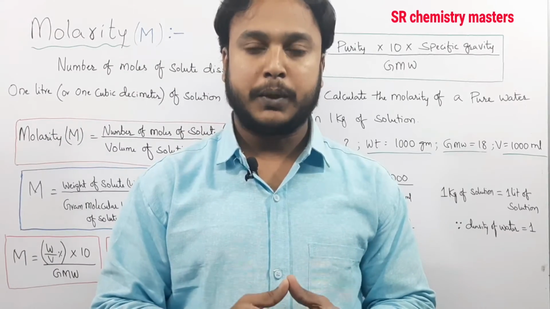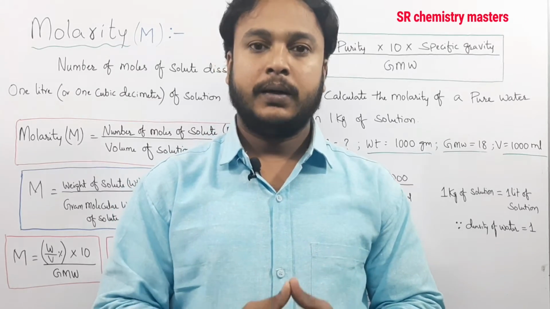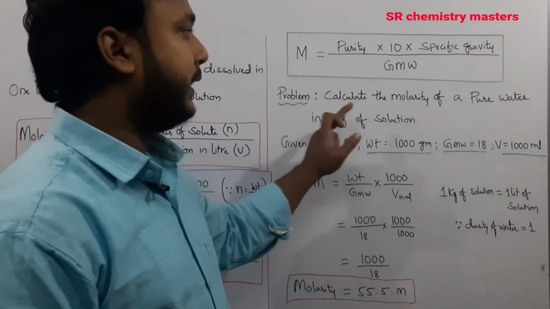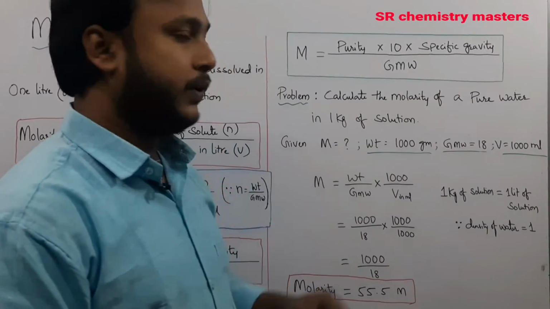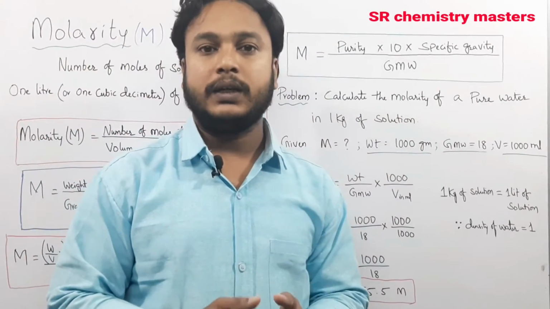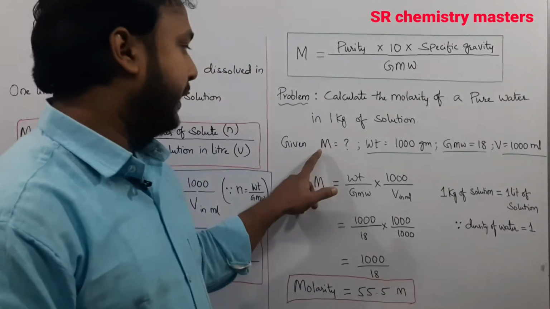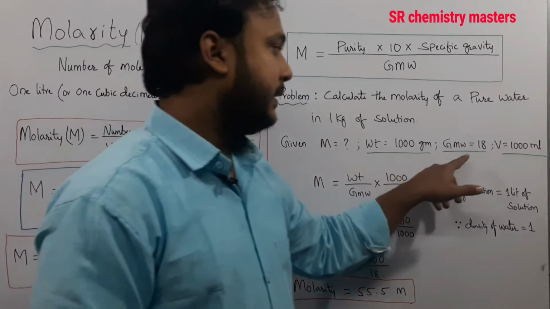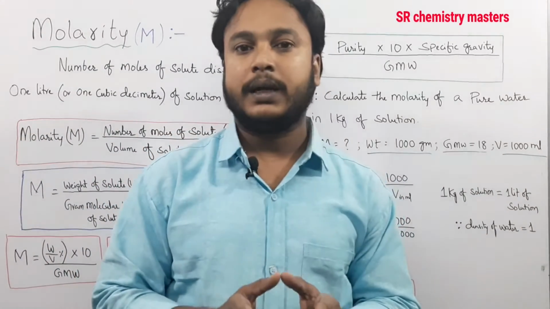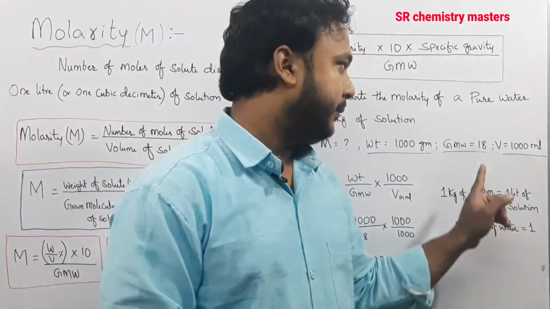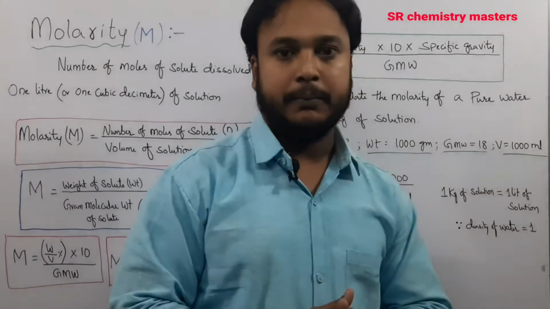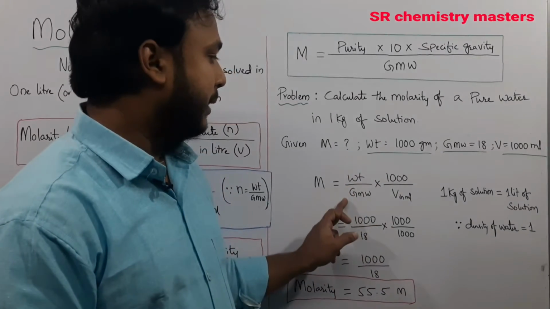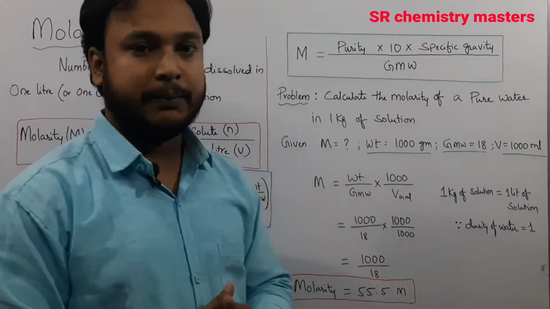Let us see one more problem in which we are going to find out the molarity of pure water. Here the question is: calculate the molarity of pure water in 1 kg of solution. In the question, the weight is 1000 grams, the gram molecular weight is 18. Remember, the gram molecular weight of water is 18 and the volume is 1000 ml. When you substitute this into the formula, weight by gram molecular weight into 1000 by V in ml.